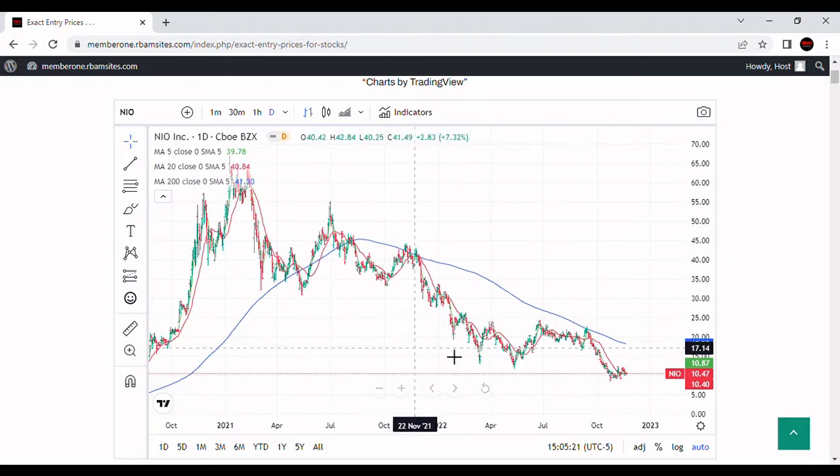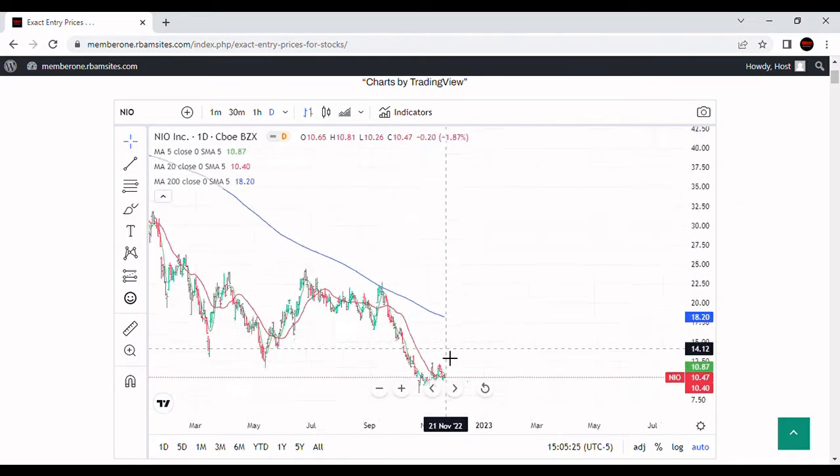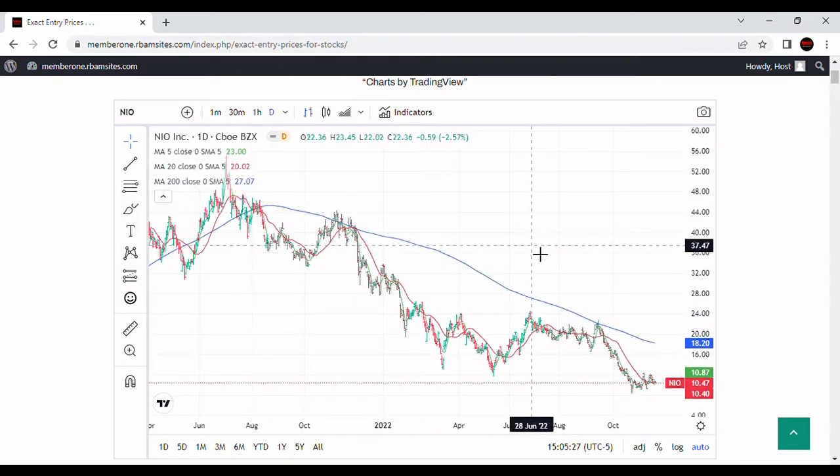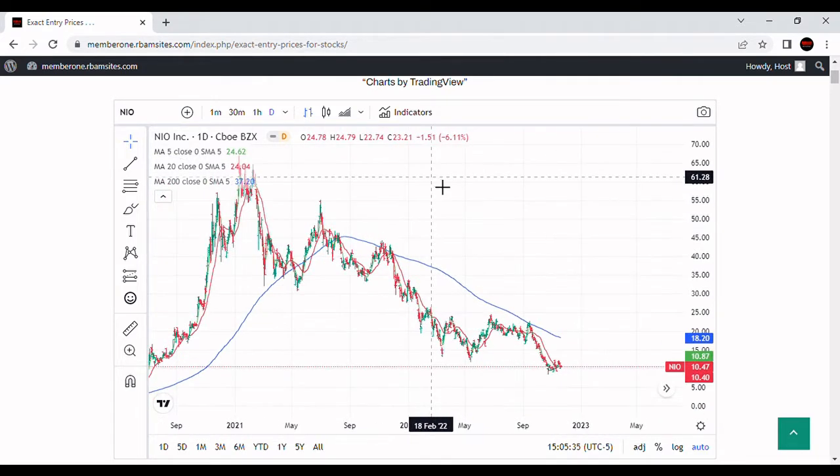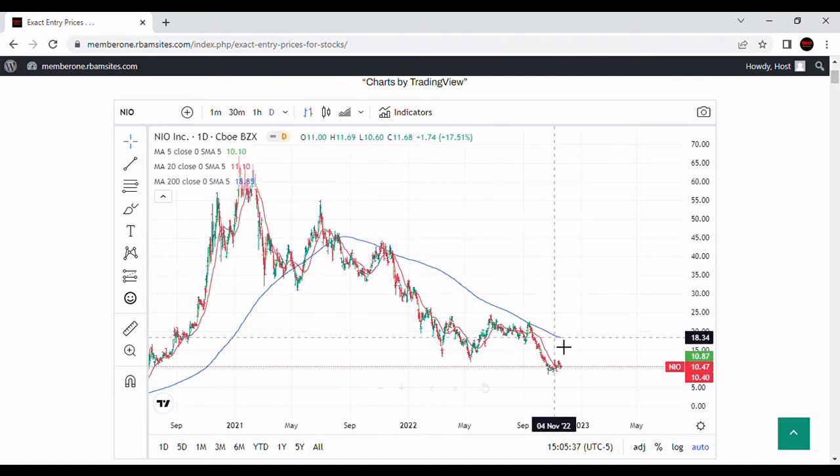Can you make money buying it down there? Sure. Somebody made money going here. Somebody made money buying here, but very dangerous. It's very tricky, even for professional traders. But as a relatively unskilled investor, or even a highly skilled investor, it's below the 200-day moving average, and the 20-day is sloping down. It's a bear market.